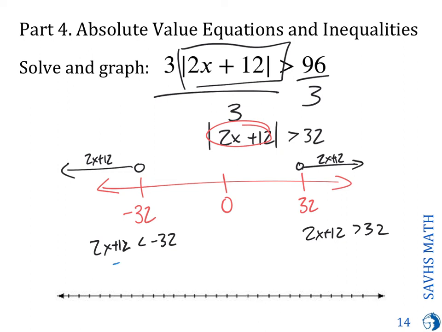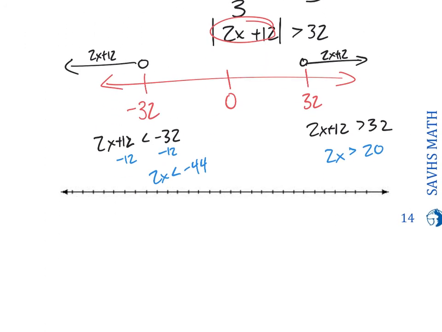Here's what we get. We get 20 here, subtracting 12 from both sides. Okay, so then we get 2x is less than negative 22. Sorry, just kidding, it's x. Divide both sides by 2. We get x is less than negative 22, and we get x is greater than 10 over here.